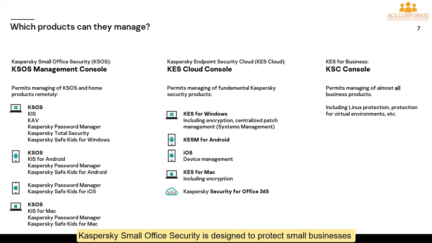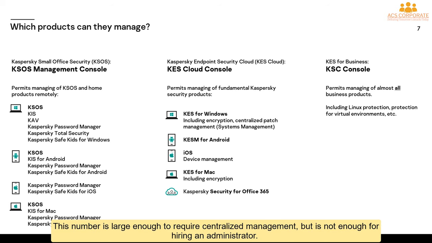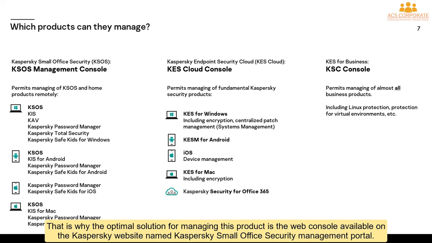Kaspersky Small Office Security is designed to protect small businesses and includes anti-malware protection, software update management, vulnerability scanning, and other useful functionality. This product is adapted to infrastructures of approximately 5 to 25 devices. This number is large enough to require centralized management, but is not enough for hiring an administrator. That is why the optimal solution for managing this product is the web console available on the Kaspersky website named Kaspersky Small Office Security Management Portal.